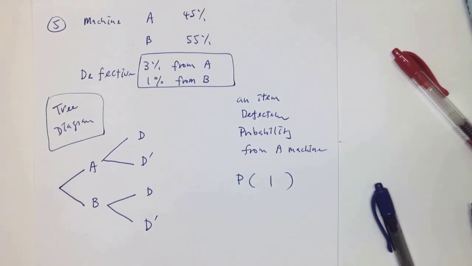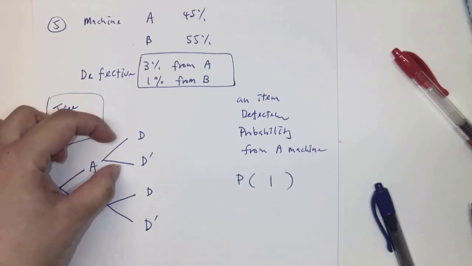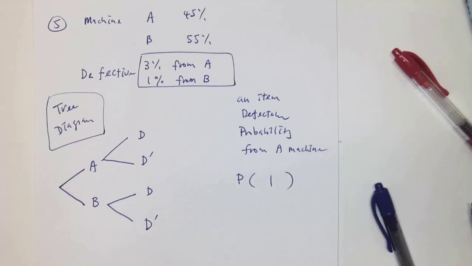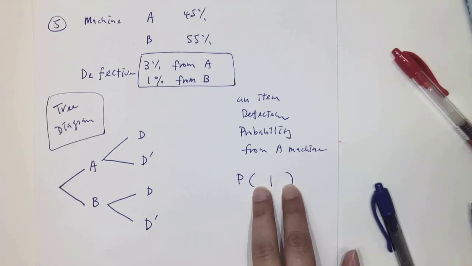Part B of the question is a condition, something given something. So an item is defective, what is the probability it is coming from A? So draw the tree first, with the number for each part of this. What is the probability of what given what?